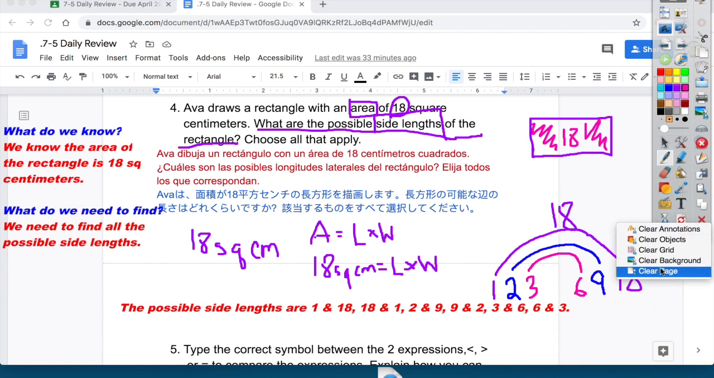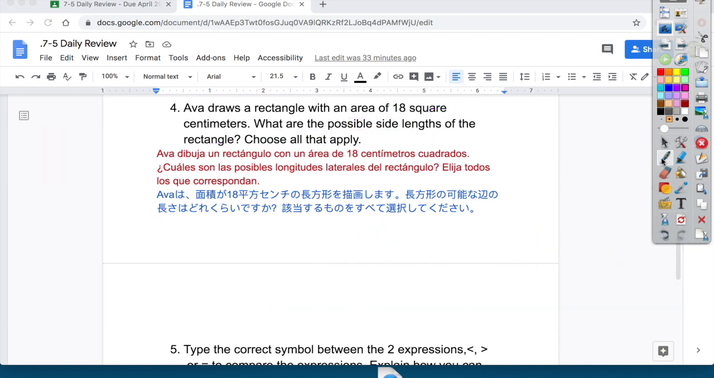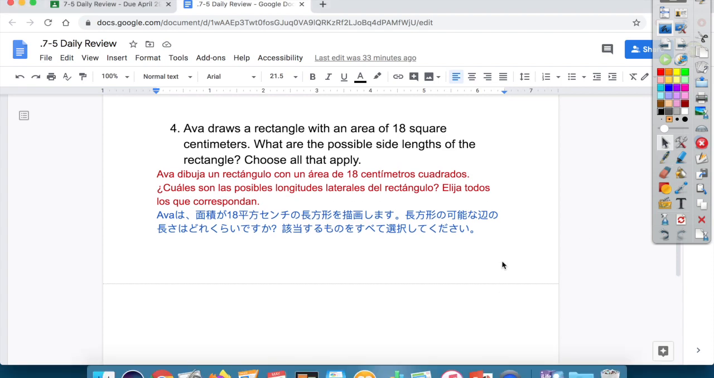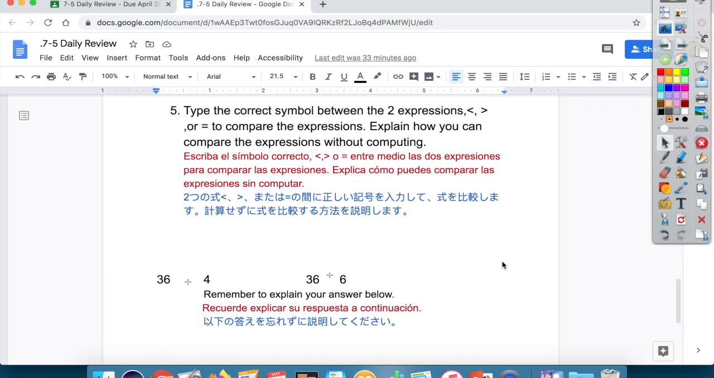All right, let's clear this page. And we'll go down to the very last question. Now, for this problem, it tells you: type the correct symbol between the two expressions, less than, greater than, or equal to, to compare the expressions. Explain how you can compare the expressions without computing.